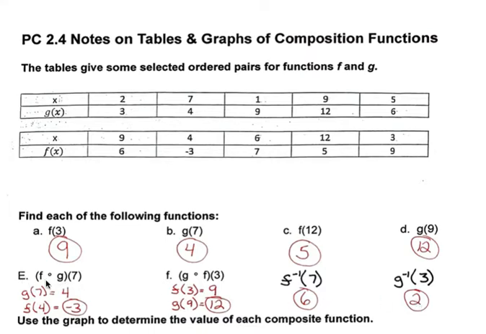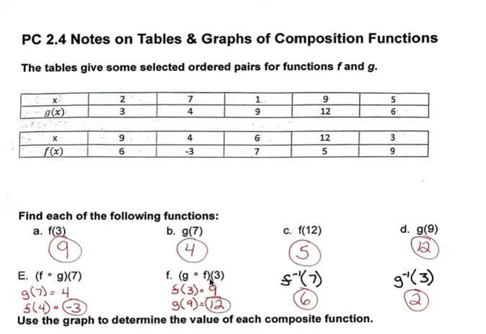Now, when we have f of g of 7, we got to go to g of 7. So we go up here till we find the 7, and we go down. G of 7 is 4. That's what I got here. Now we plug the 4 into the f. So f of 4, so we go across, we find the 4 here. We go down to negative 3 is our answer for that one.